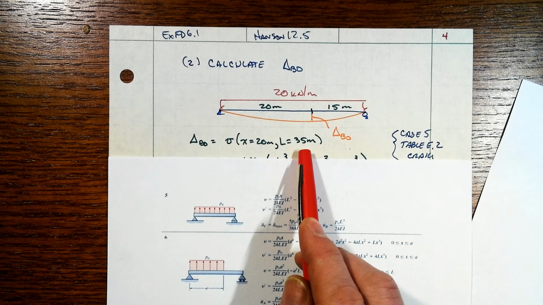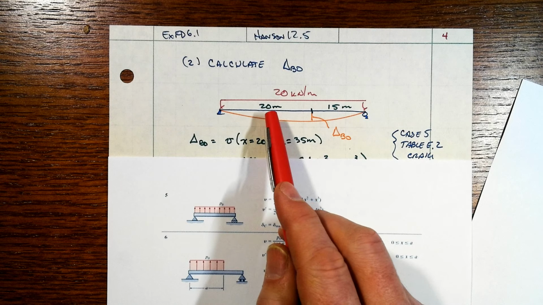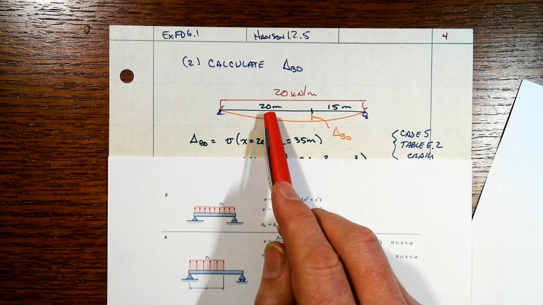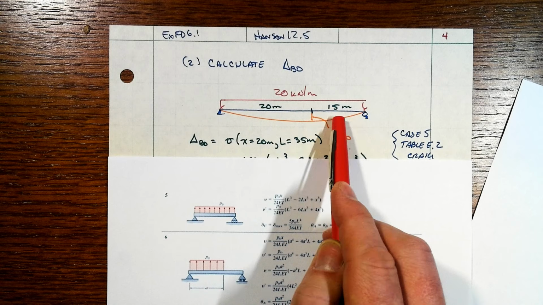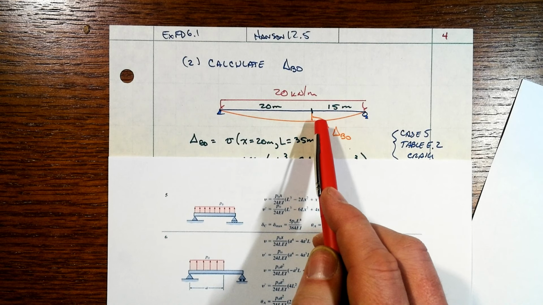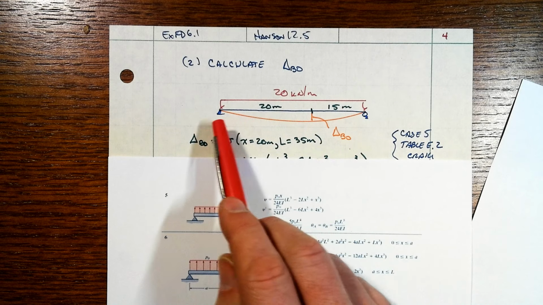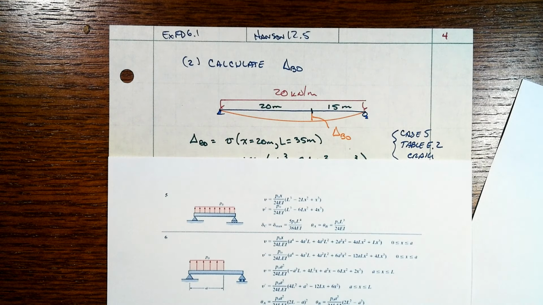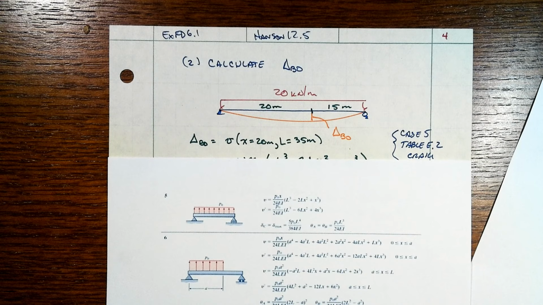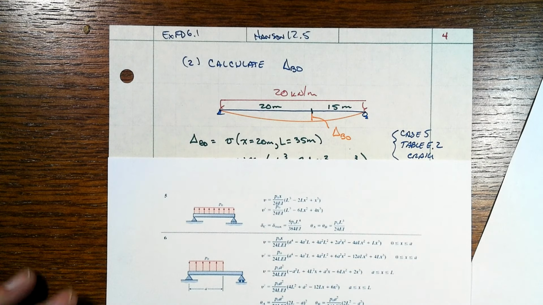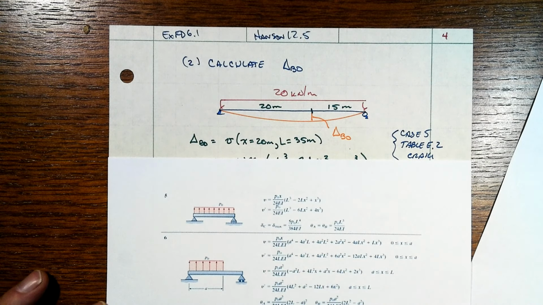Now keep in mind, in the real beam we have a continuous two-span beam where one span is 20, one span is 15. But in this analysis that we're now doing, we've gotten rid of that, and it's as though we have one long beam of L equal to 35. So you got to be careful of the context and how you then select the values for these parameters, right?